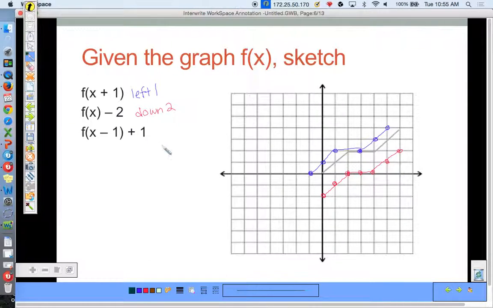And then this last one, minus 1, would move it to the right 1 and up 1. So to the right 1, up 1. Now it's this coordinate to the right 1, up 1, and this coordinate, right 1, up 1, and so on for each point. And we end up with that third one there.